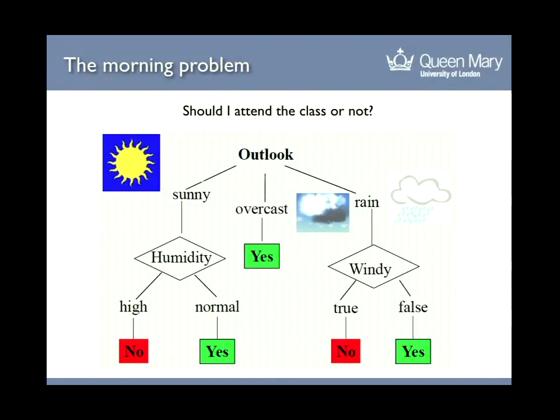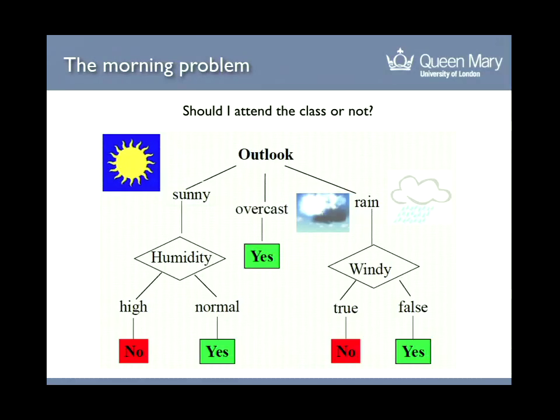You come up with such a tree which says, first question, what is the outlook? And there are three possible answers. It can be sunny, overcast, or rainy. Based on the answer, if it is sunny, then you ask, is it humid or not? If it is humid, then you don't attend lectures. If it's normal humidity, then you do. And so on, right? If it's overcast, you attend lectures.